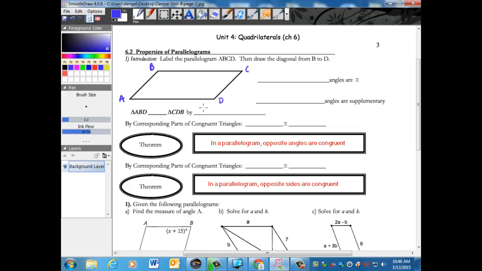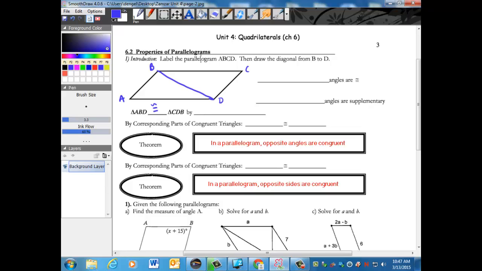They want us to draw a diagonal from B to D. We can do that. Let's try and make this as straight as possible. And there is diagonal B to D. Next, we're going to try and prove that triangle ABD is congruent and equal to triangle CDB. They're asking us to prove that, and we're either going to use side, side, side, side, angle, side, etc.